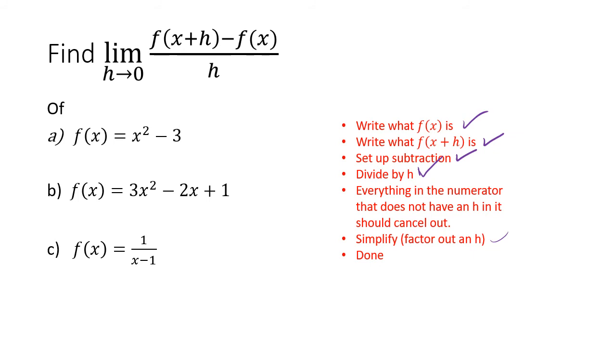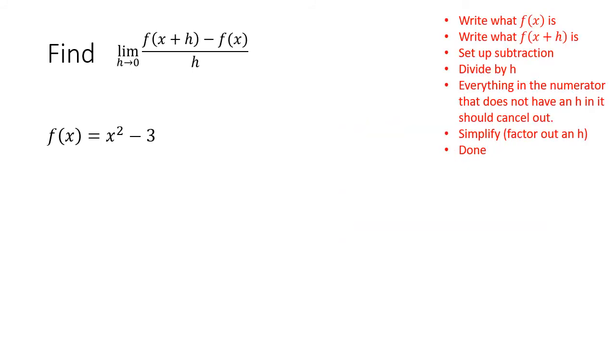So let's do 3 examples. The first one is this. I want to know what is the limit as h approaches 0 of this function. I already got the first step, which is what f of x is. Now I want to know what is f of x plus h. Well, I'm going to just plug in x plus h. So it's x plus h, quantity squared, minus 3, which is going to be, after you multiply x plus h out, x squared plus 2xh plus h squared minus 3.